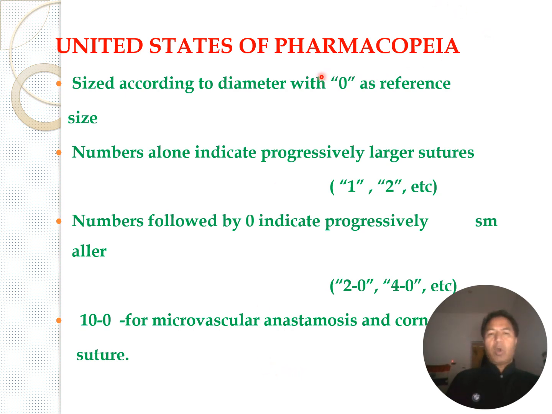United States Pharmacopeia: sutures are sized according to diameter, with 0 as the reference size. Numbers alone indicate progressively larger sutures, 1, 2, etc. 0 is standard, then we have 1, 2, larger sutures. A number followed by 0 indicates progressively smaller sutures, 2-0, 4-0, etc. 10-0 is used for microvascular anastomosis and cornea sutures.